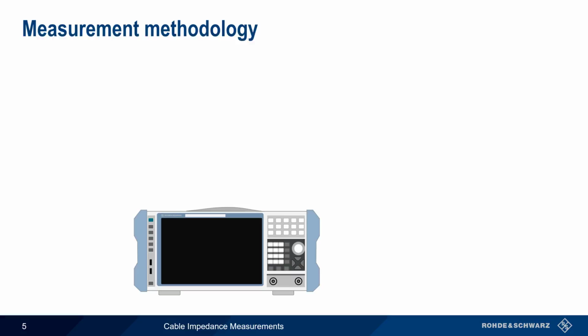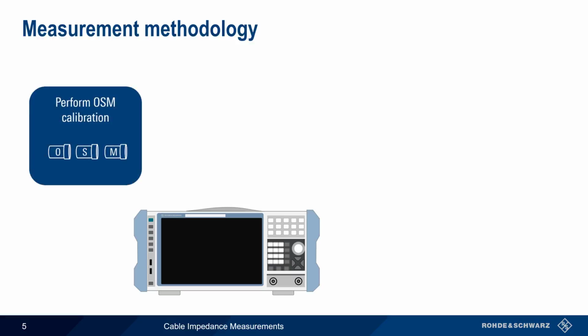Our measurement methodology has 4 steps. The first is performing an open-short-match calibration on the VNA. Given that we're often only trying to determine if a cable is 50 ohms or 75 ohms, high accuracy is not usually required, and this step can often be safely omitted.